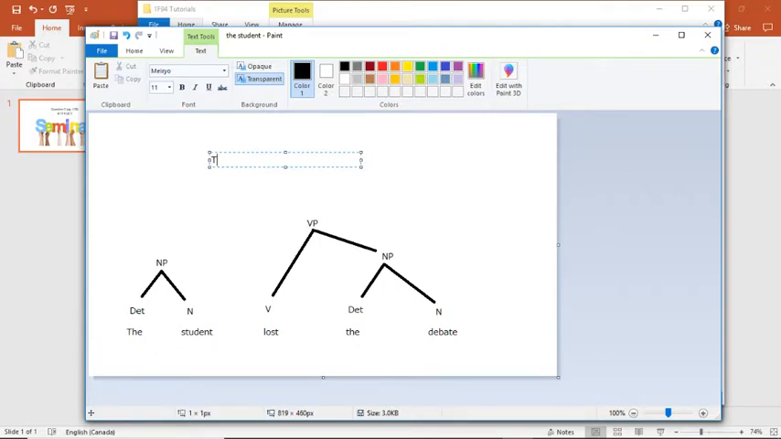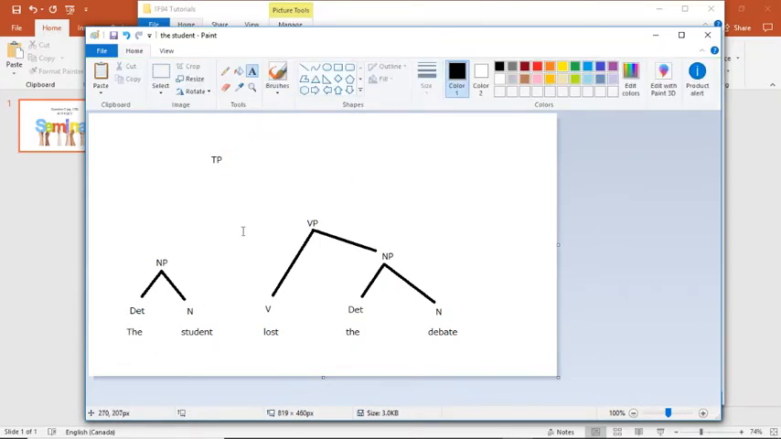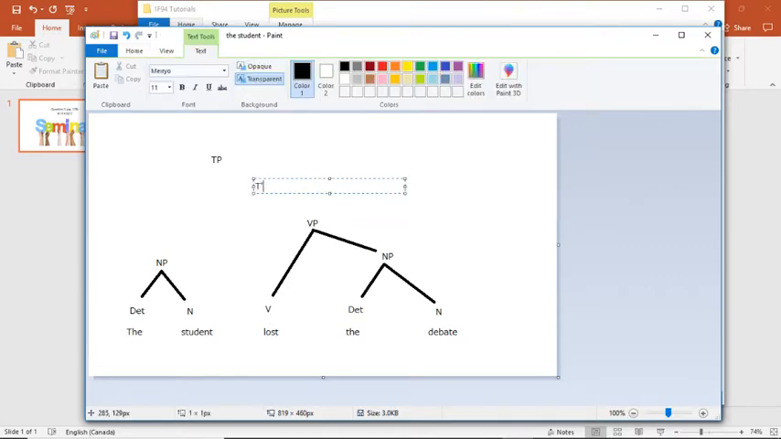All right, and this is going to be my TP. Again, this time I only have two things, right? So you might think, oh, maybe I don't need that T bar. But if we look at this word lost, well, lost is carrying some tense information. So we need to indicate that.